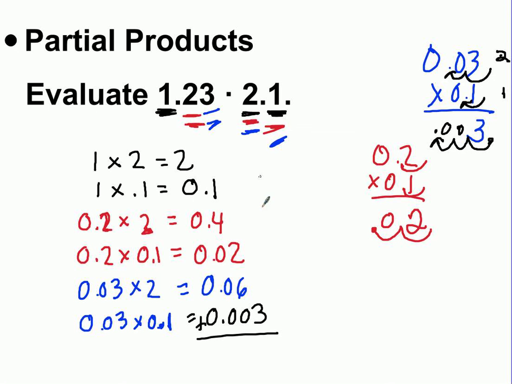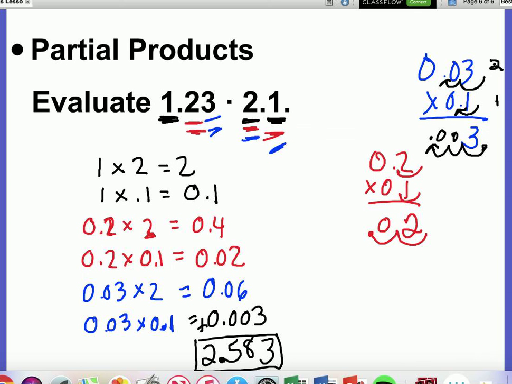Add everything. 3, 8, 5. There you go. So that is the partial products way of doing that. Again, I lined up the decimals, and hopefully that made it quicker and helpful to do partial products. All right. Good luck. Hopefully you find your favorite.